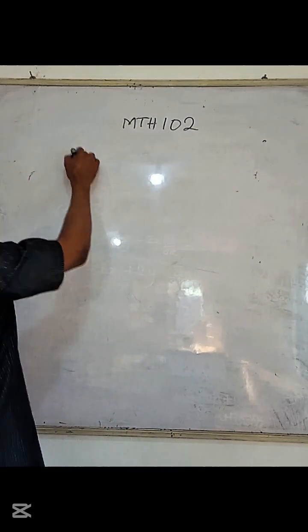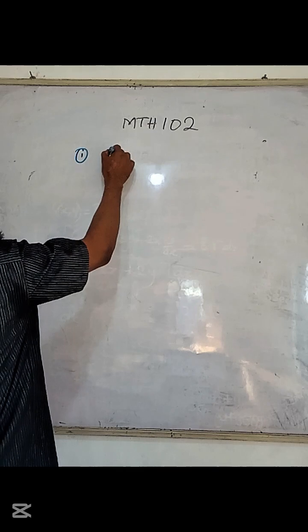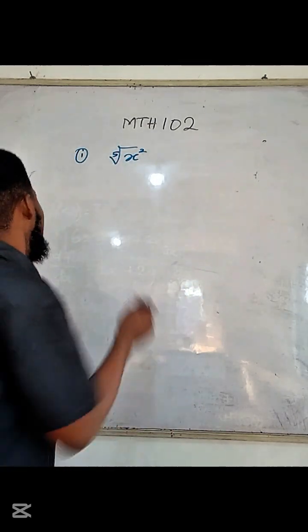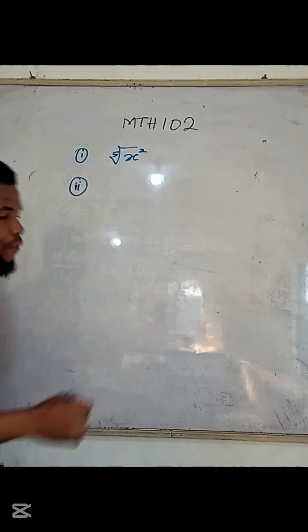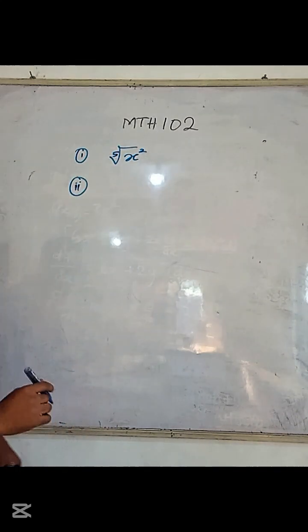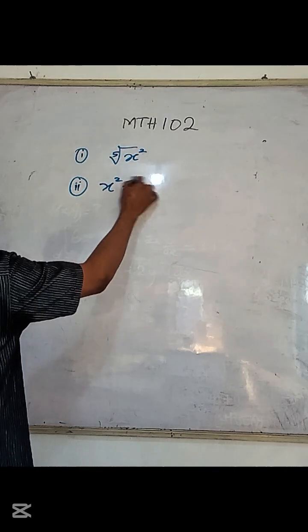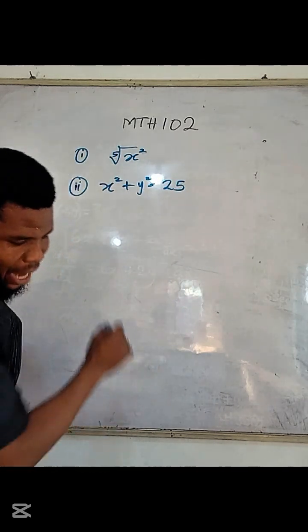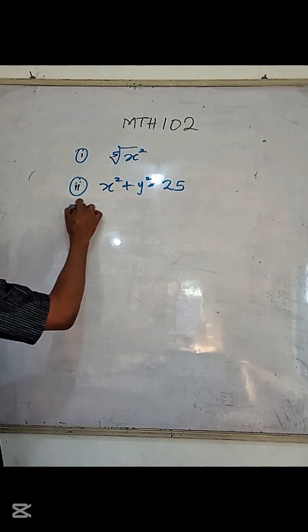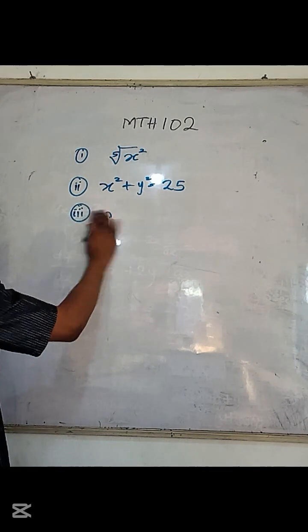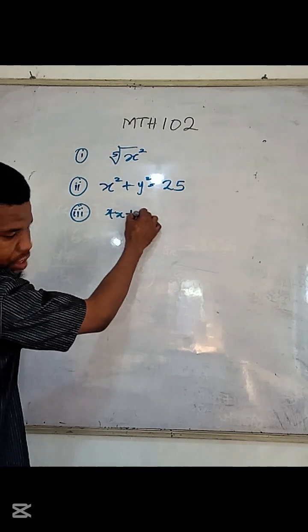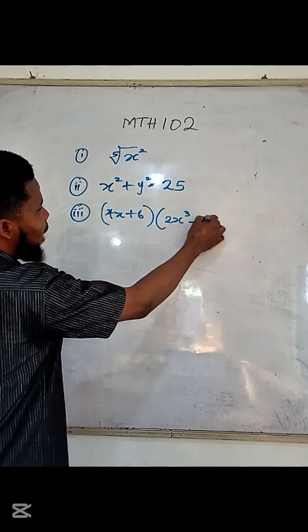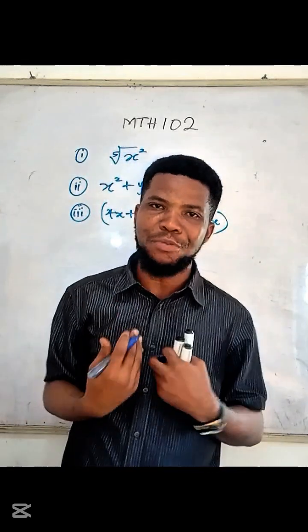So the first one is find the derivative of 6 root of s squared. Those of you in my class, you know how to do this now. The next one, find the derivative of s squared plus y squared equal to 25. Okay? Then find the derivative of 4s plus 6, over 2s by 3 minus 5s. So find the derivative, send it to my DM.